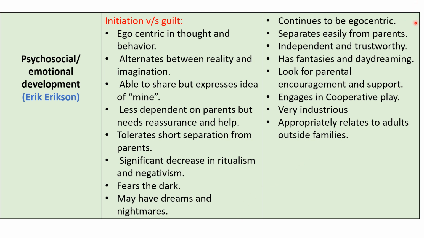So as the child grows, also in the 5 to 6 years, that same egocentric behavior you can see. They are ready to separate from parents. They are independent. They are trustworthy. They have fantasies and daydreaming. But they need parental support and encouragement. Cooperative play, they are engaged. They are very industrious, means they are ready to create certain things.